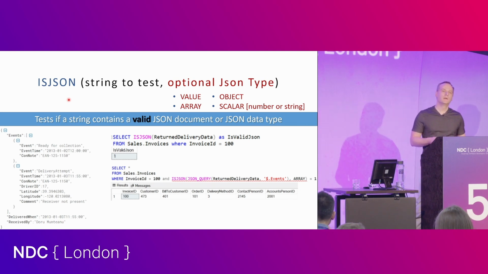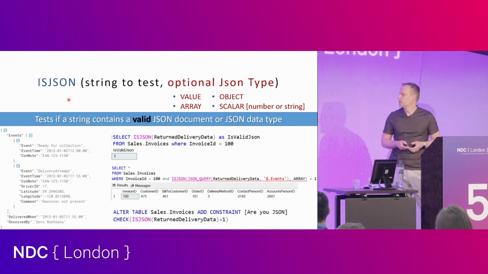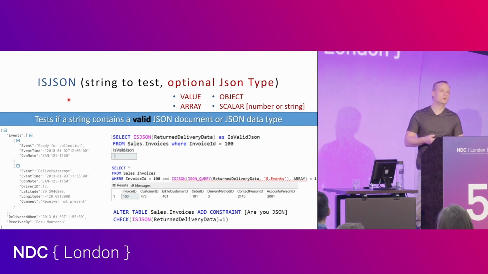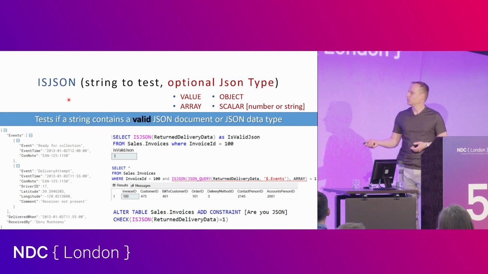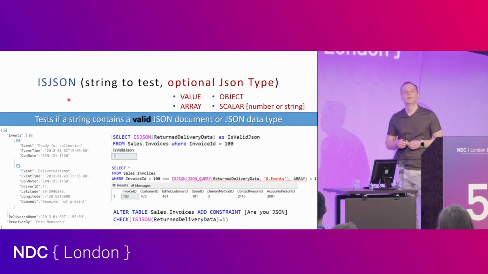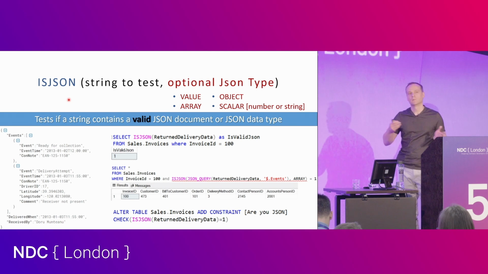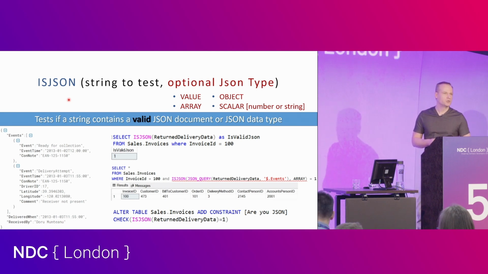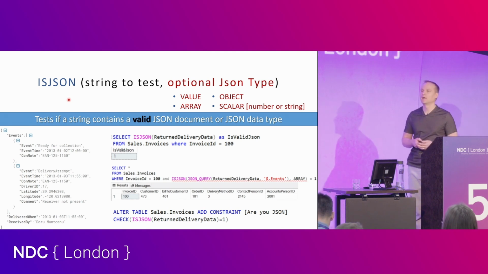But there's another way to deal with this problem, and that is adding a constraint on your table. So every time you insert or update your data, SQL Server will run this ISJSON for the entered data, and it will accept it or not, depending on whether it's valid JSON or not. So that's a good tip.